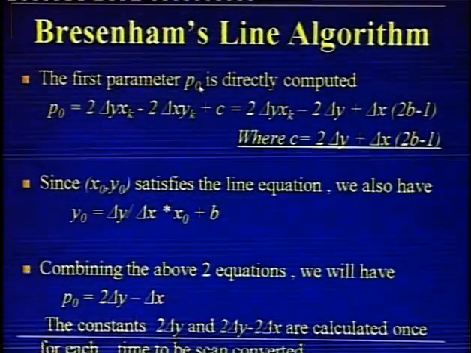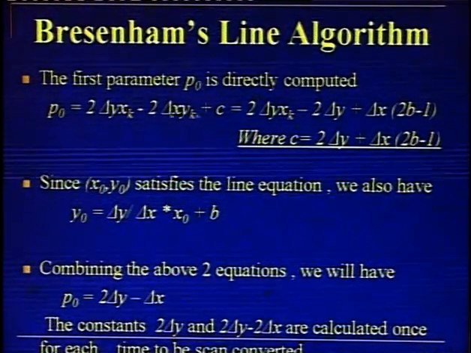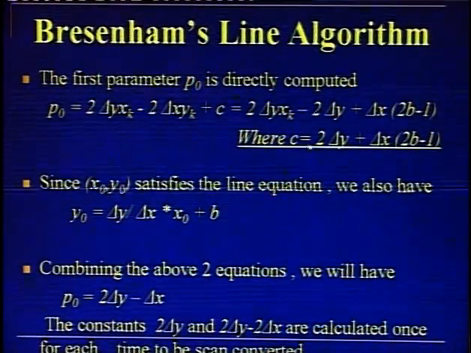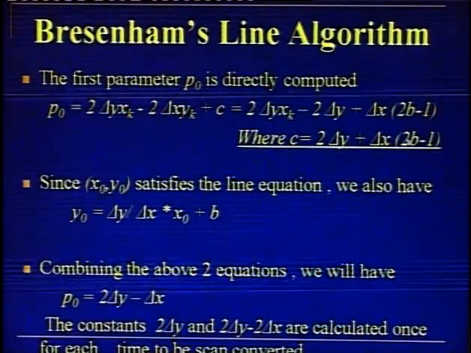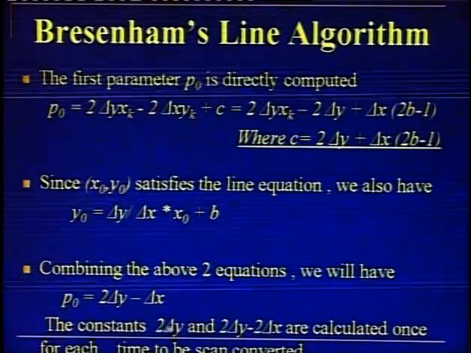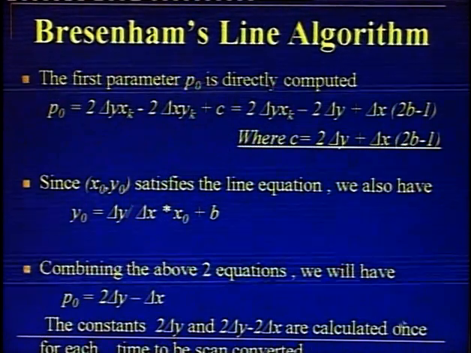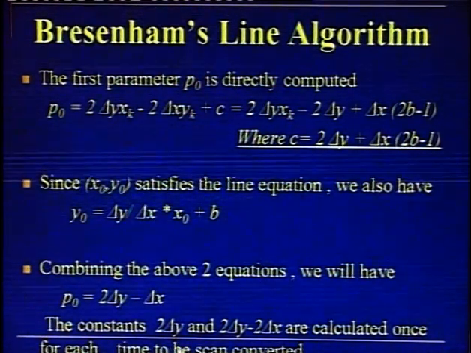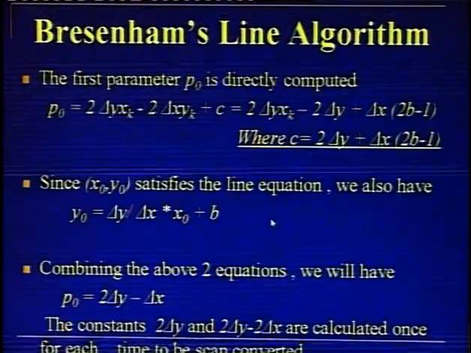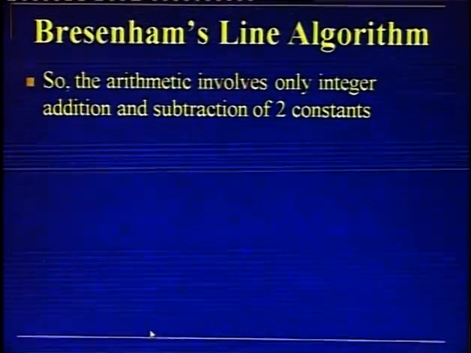The initial parameter p naught can be calculated by putting the values of xk and yk and the value of c, that is 2 delta y plus delta x into 2b minus 1. After calculating these values, p naught will be 2 delta y minus delta x. The constants are calculated once for each line to be scan converted, so we need not recalculate them again and again. The arithmetic involves only integer addition and subtraction of two constants.